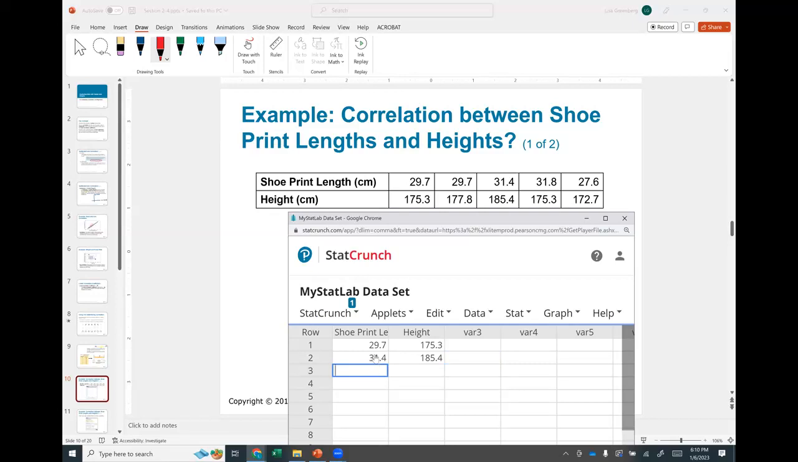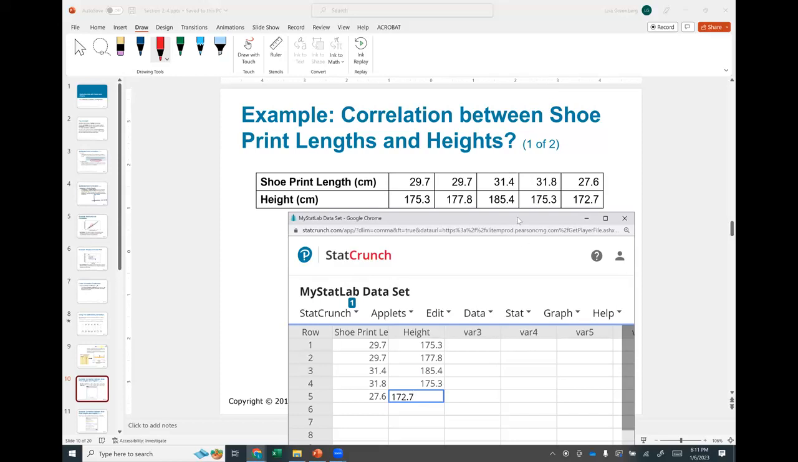I actually lost one. Okay, that's not good. 29.7, 177.8, 31.4, 180. Okay, that's right. 31.8, 175.3. And last, 27.6 and 172.7. Okay, I mean, it's just as easy to do it that way.